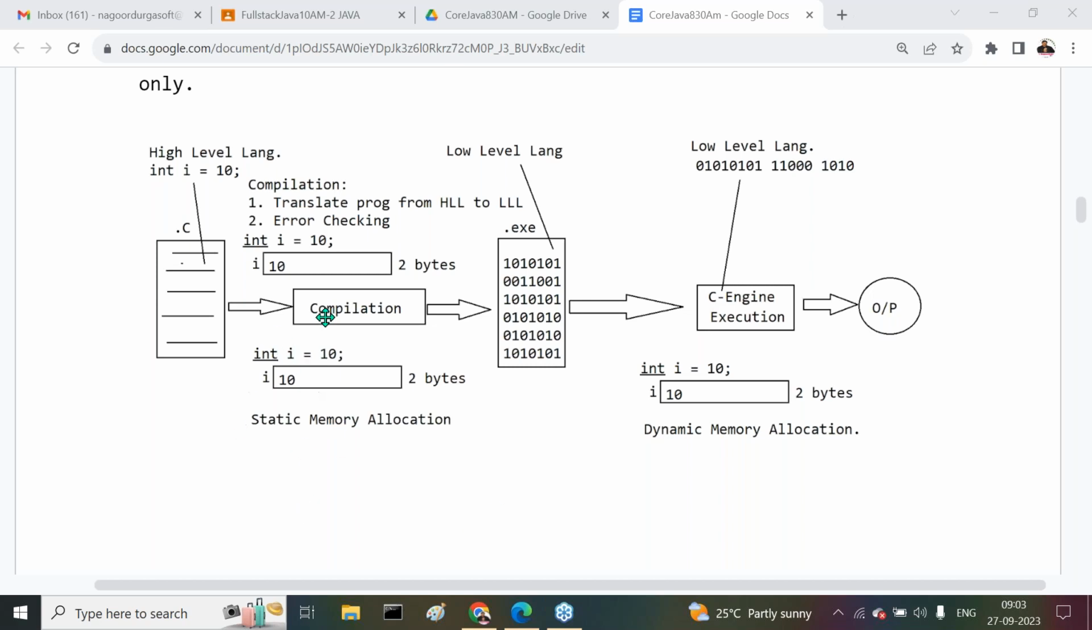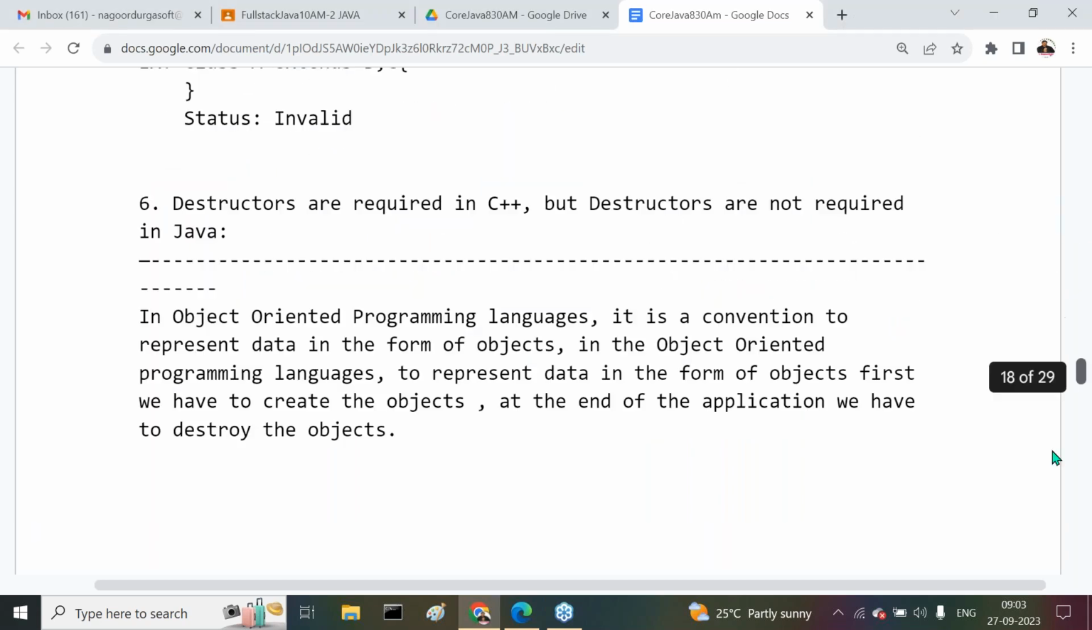Now, at compilation time, if you perform any memory allocation, it is called static memory allocation. At runtime, if you perform any memory allocation, it is called dynamic memory allocation. If any programming language follows static memory allocation, then it is a static programming language. If any programming language follows dynamic memory allocation, then it is a dynamic programming language. That's it. So this is the information related to compilation and execution.